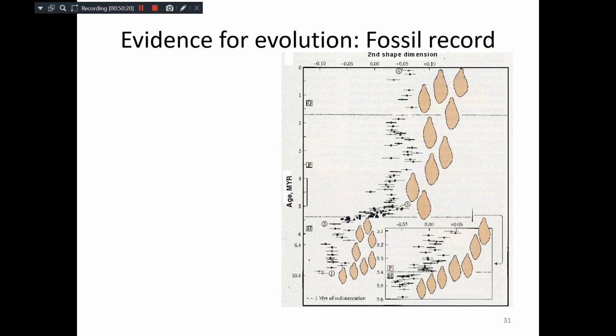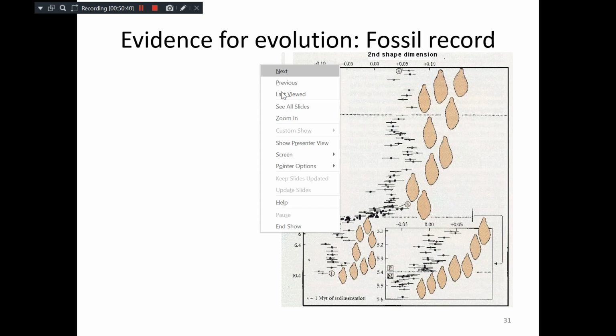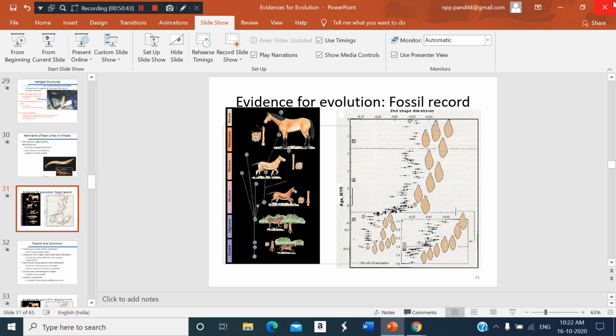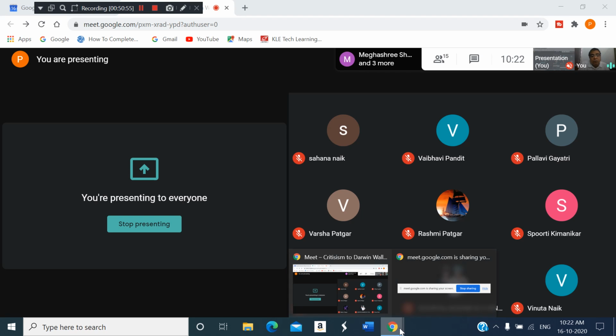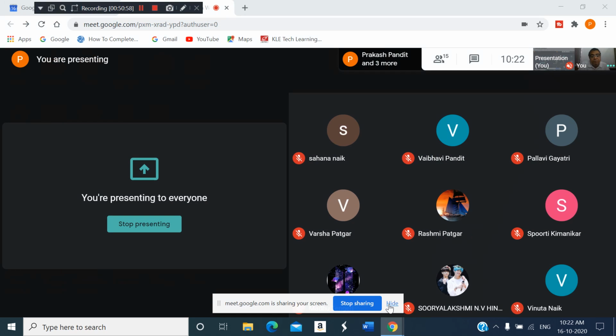Now, the evidences of evolution in support of fossils, probably above, because as far as the evidences of evolution are concerned, the fossils are the direct proof. About that I would like to discuss in the next class, because even if I start now, the time may not permit me to discuss all those things. So that's why for the day I would like to wind up now.